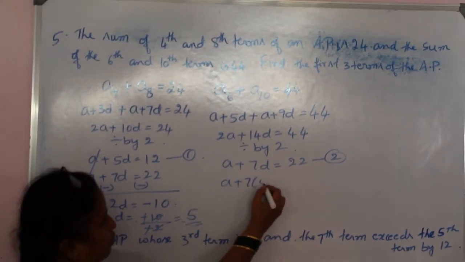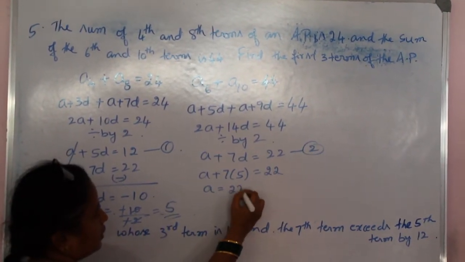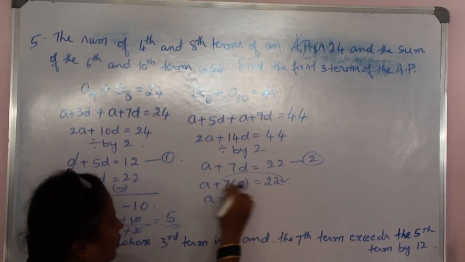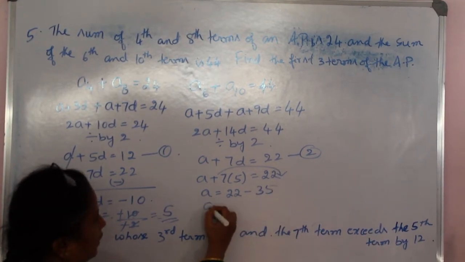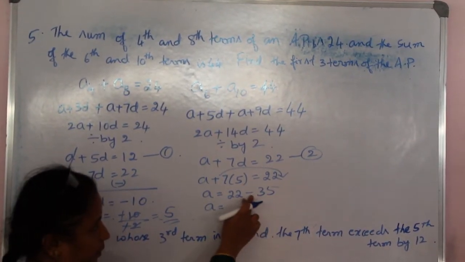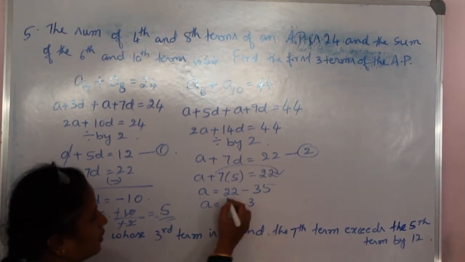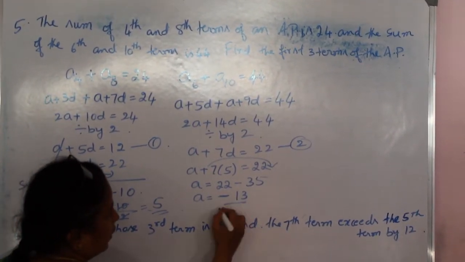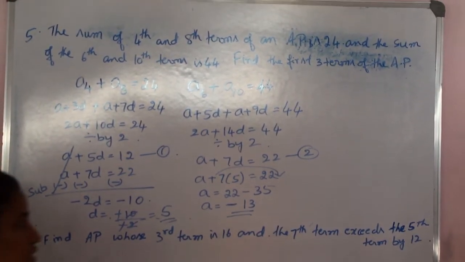So A plus 7 into 5 equals 22. A equals 22 minus, transpose D to the side. 7 fives are 35. Then A equals 35 is a big number, so take a minus. 35 minus 22 is 13. A equals 13. Find the first three terms of the AP.